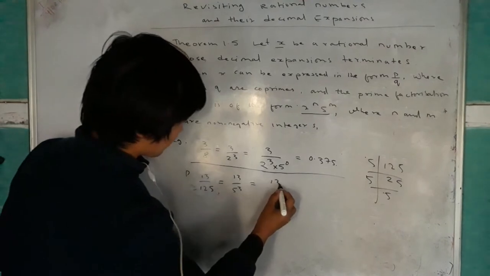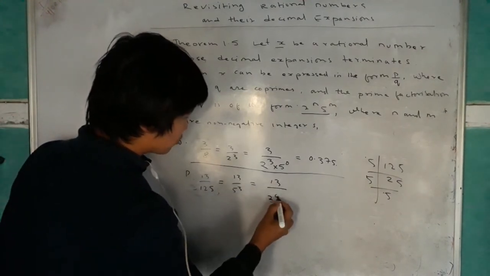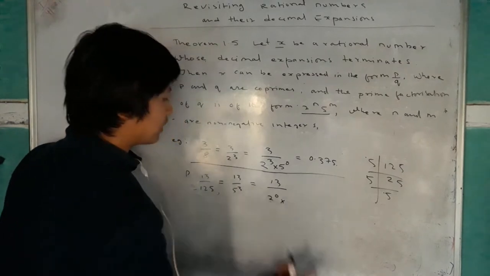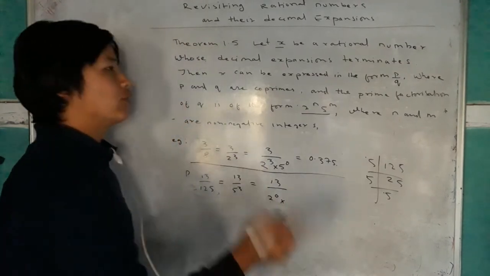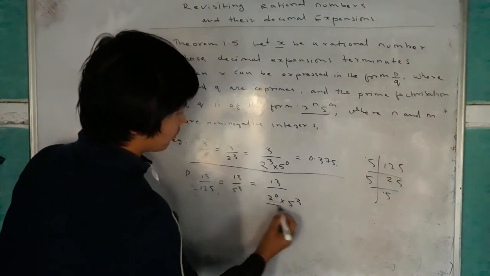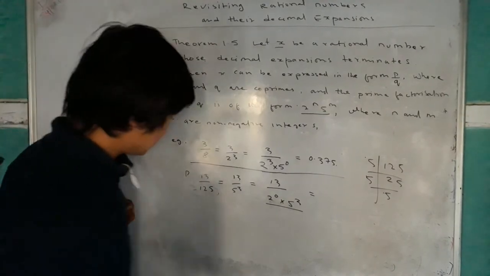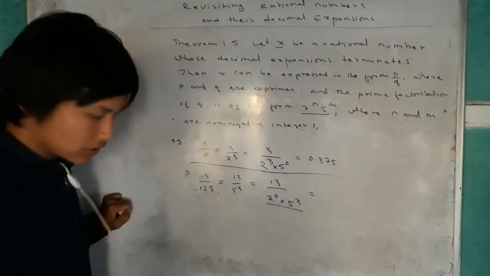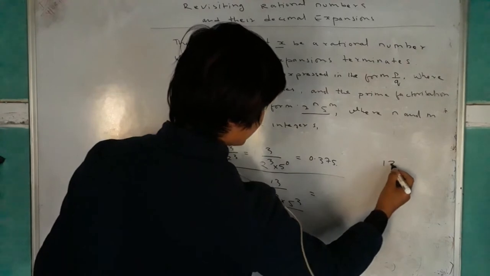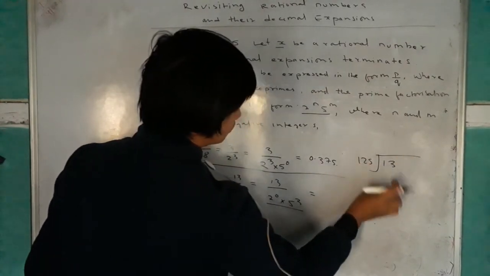So 5 to the power 3, or I can manage 2 to the power 0, because 2 to the power 0 is 1. When I multiply anything by 1, there is no change, so I can write it like this. So I will check the decimal expansion. When I divide 13 by 125, what will be the answer? Here is a 1, 2, 3 number.